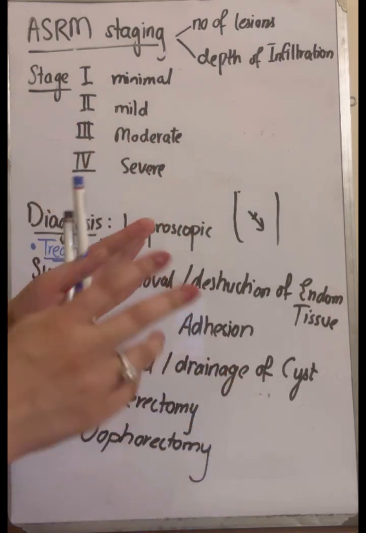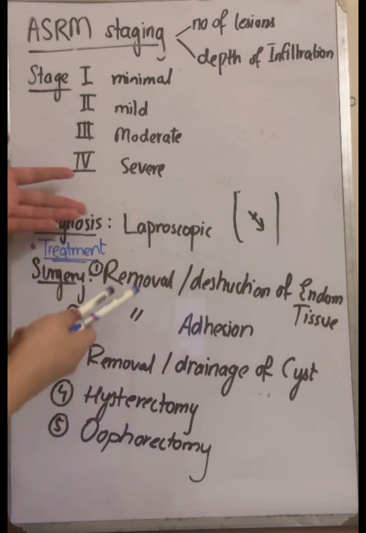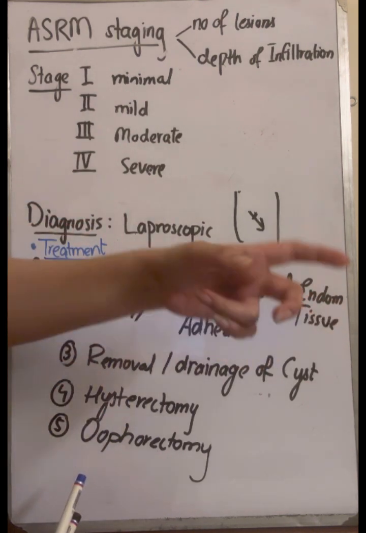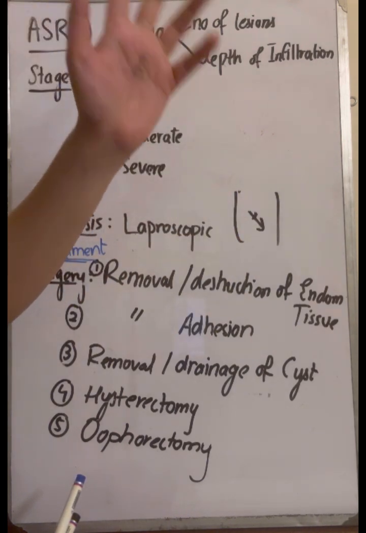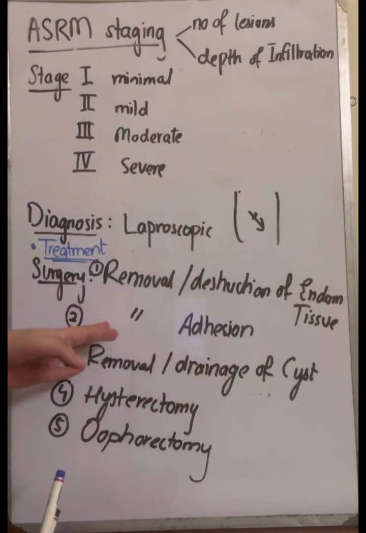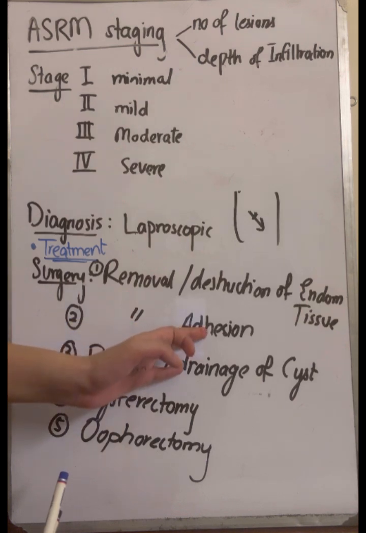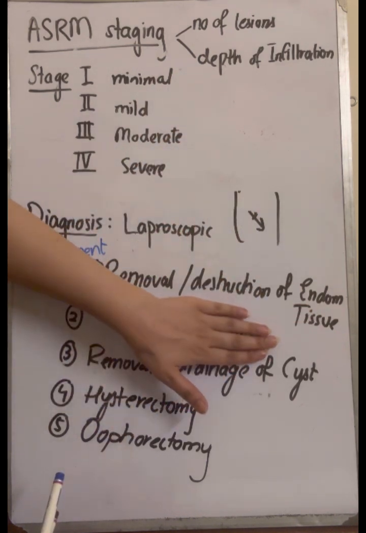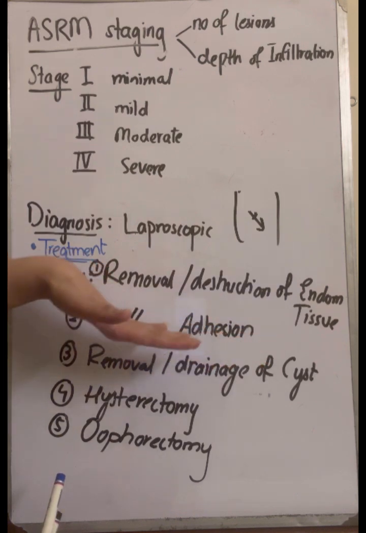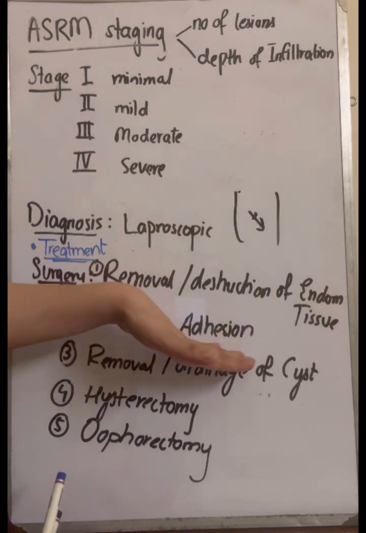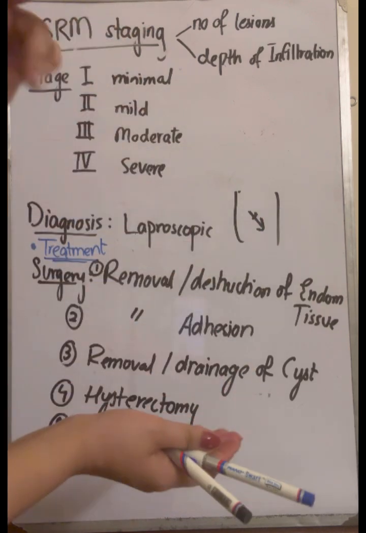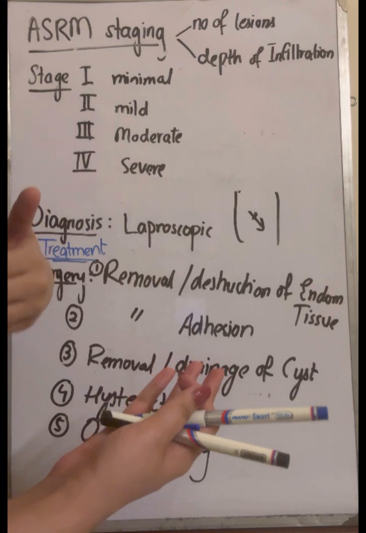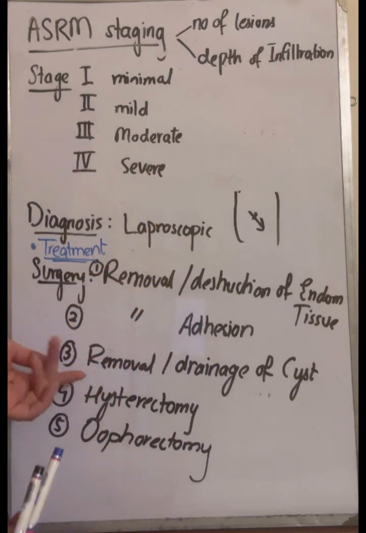Then the basic treatment is surgery for the later stages. Surgery involves removal or destruction of the endometriosis, the endometrial tissue. Wherever it is formed, you can either remove it or destroy it. And removal or destruction of the adhesions that have formed will regain the fertility. Because of adhesions, infertility is caused. As soon as you remove or destroy the adhesions, the fallopian tube will open, the egg will come out and go to fertilize with the sperm, and fertilization will occur. So it will regain the fertility.